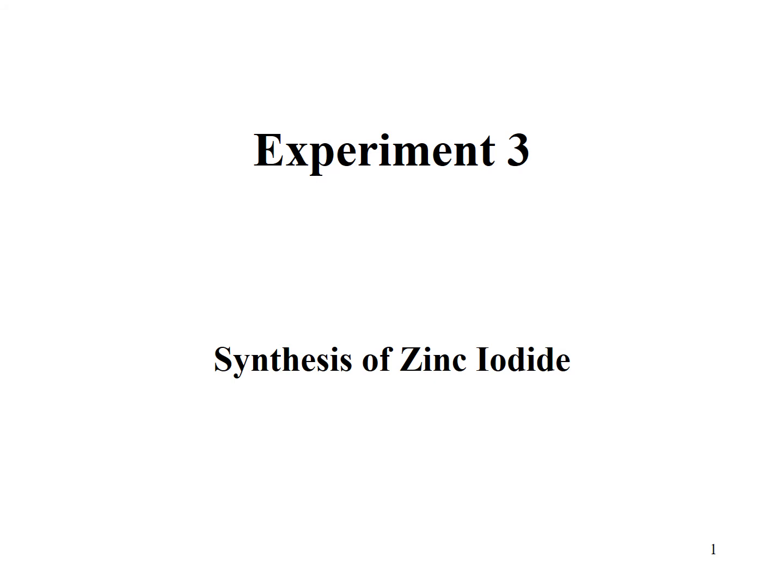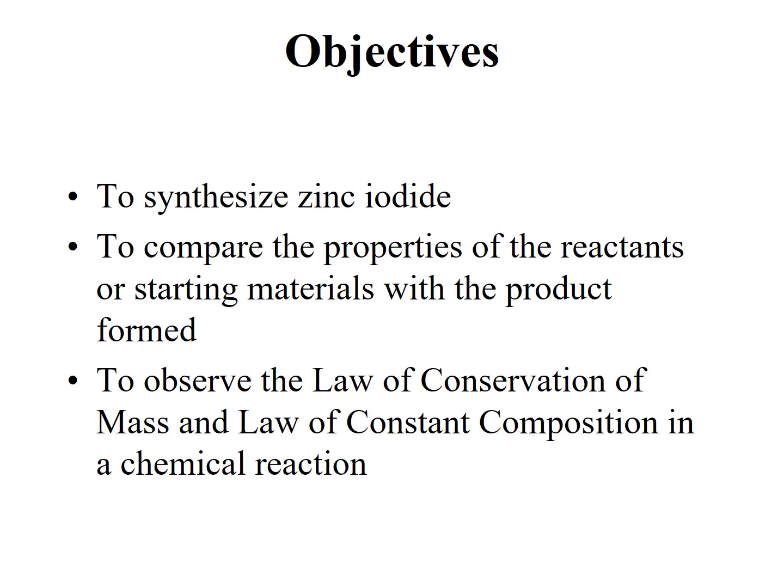For experiment 3, we're going to do synthesis of zinc oxide. In this experiment, we have these following objectives. First, to synthesize zinc iodide. And then, to compare the properties of the reactants, which are zinc and iodine. We can also call them starting materials, with the product that forms, which is the zinc iodide. And during this synthesis, we could observe the law of conservation of mass and the law of constant composition in a chemical reaction.